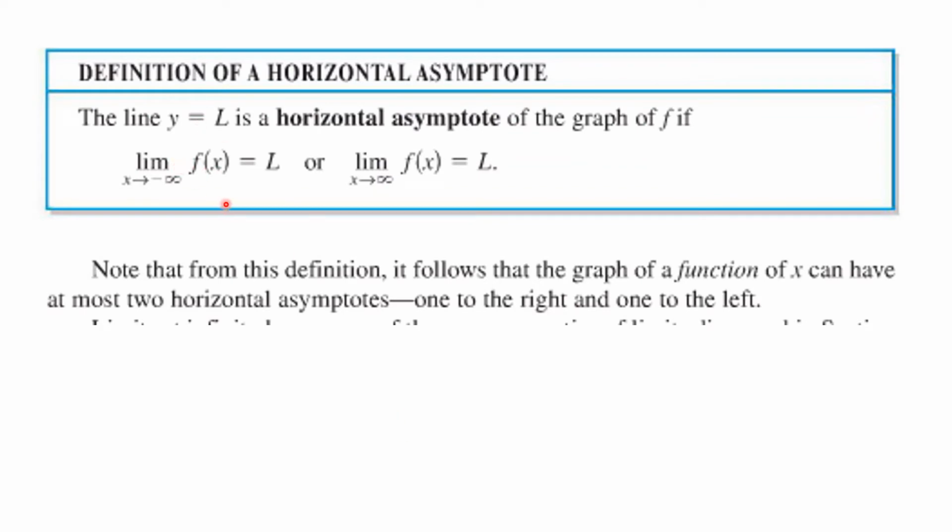And as I said before, this is what we call a horizontal asymptote. And so you can have a horizontal asymptote as you tend to minus infinity or plus infinity. And we will see examples where these are actually different. And so a function can have at most 2 horizontal asymptotes.